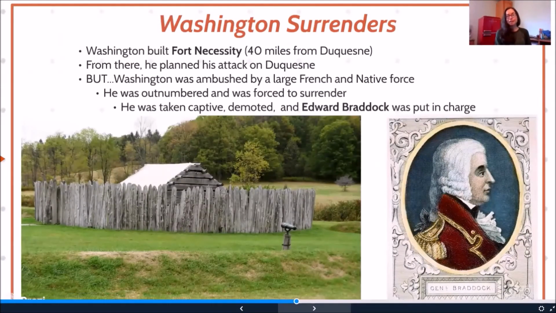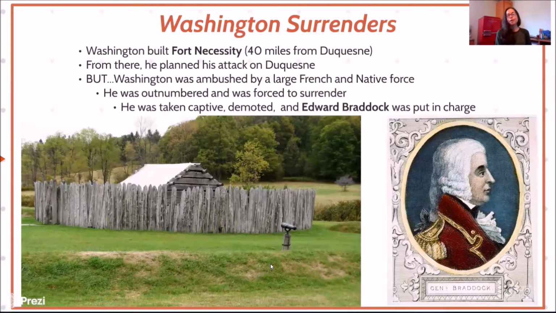Washington built Fort Necessity. This is a rebuilding of it, which is about 40 miles from Fort Duquesne. From there, he planned his attack on Duquesne, but he was ambushed by a large French and native force. He was outnumbered, he was forced to surrender, he was taken captive and demoted, and General Edward Braddock was put in charge.